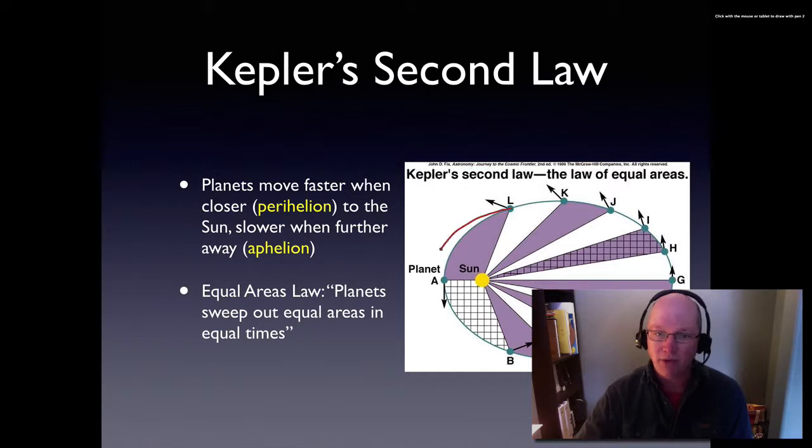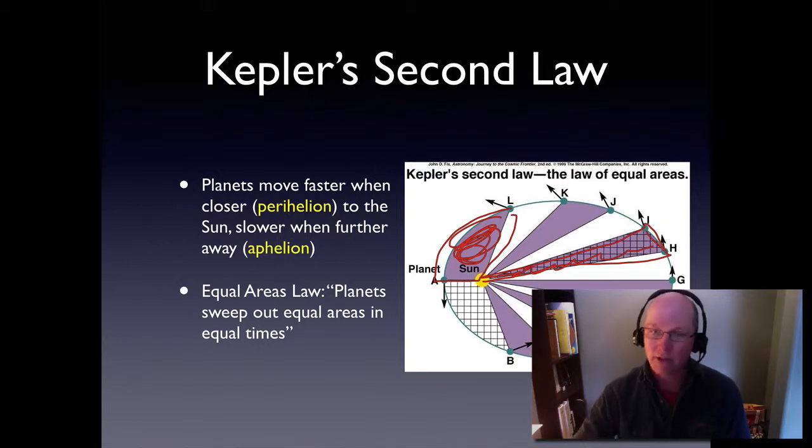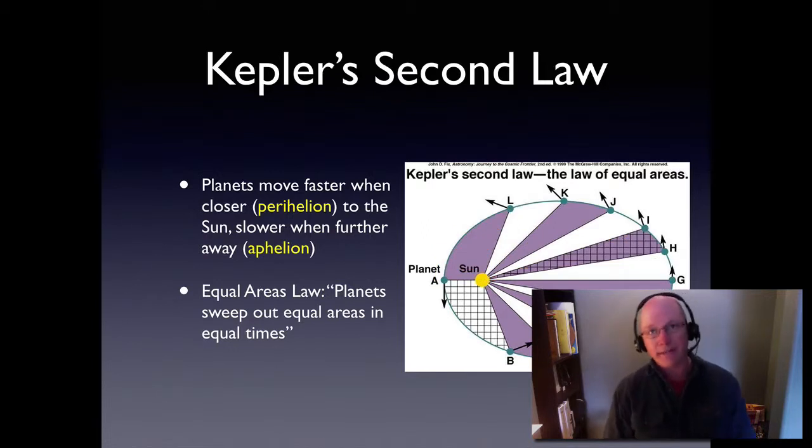here, since it's moving faster, sweeps out the same area as here, even though it's moving slower. The areas of those things are the same, because here it's moving slower but it's farther away, so this area is larger. Here it's moving faster but it's closer, so this area is the same as this one over here. So these two areas are equal, and we call that the equal areas law.